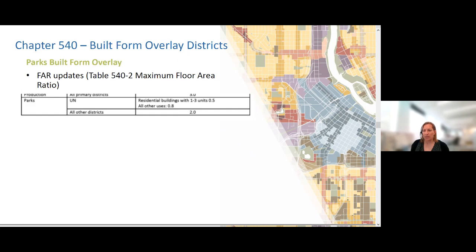There weren't any updates to the maximum floor area ratio requirements except for the Parks Overlay District requirements. For this district, the FAR maximums were increased for all uses except for 1 to 3 unit dwellings that are located in urban neighborhood districts. Next slide, please.